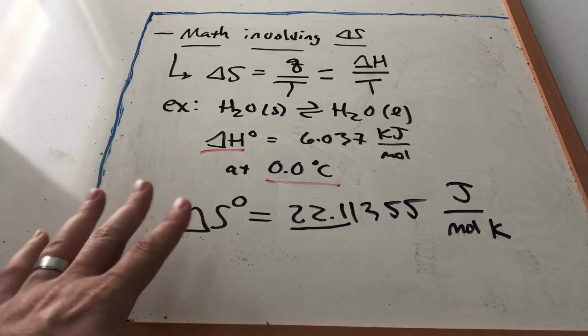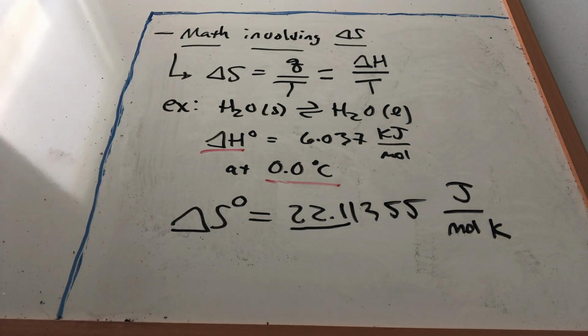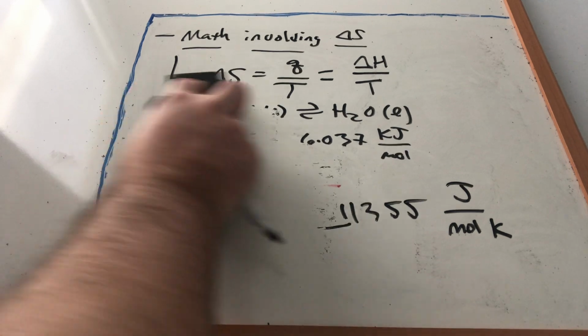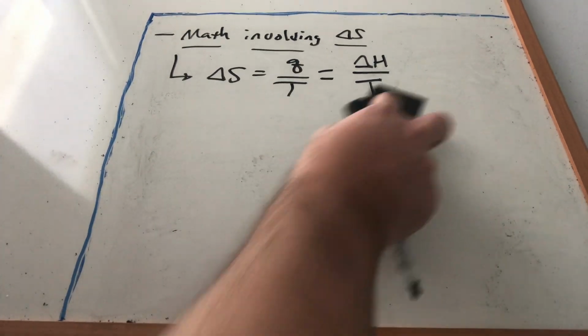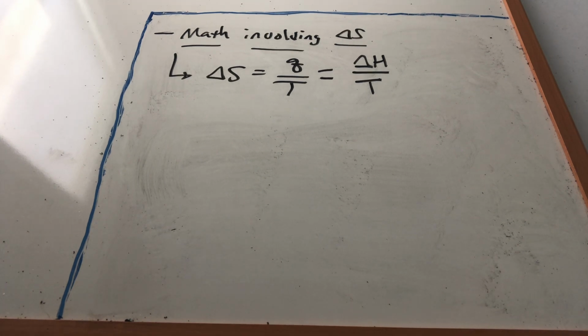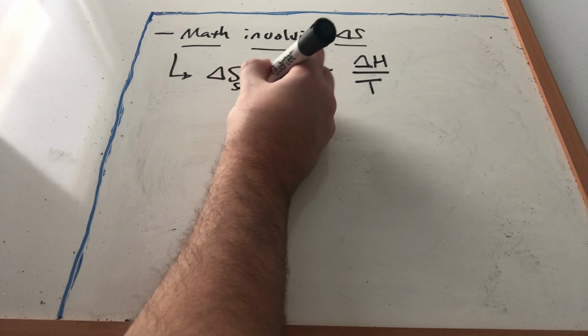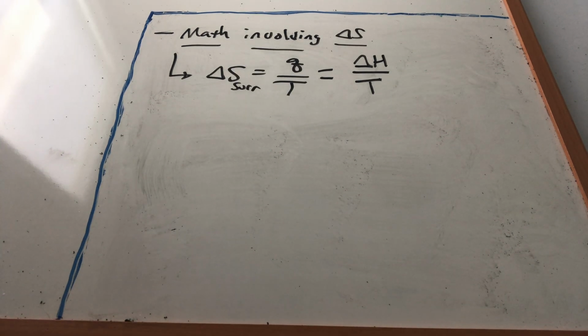We can get delta S for the system numerically this way. So if we can figure out a way to get delta S for the surroundings, then we'll be able to get delta S of the universe. Remember, for delta S of the universe, we need both parts, delta S for the system and delta S for the surroundings.